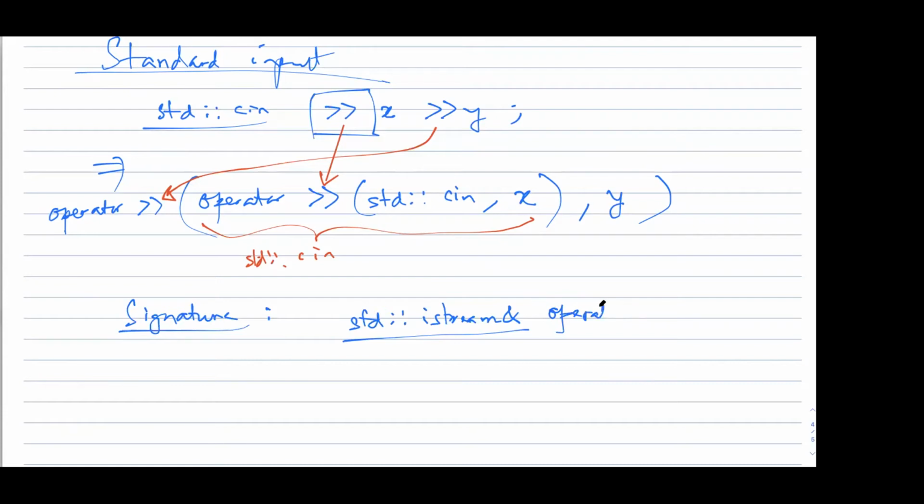So operator greater than, and then pass in std::istream ampersand s, and then you have your value that you are actually reading into. So therefore, it's going to be A ampersand a. Any question on this particular thing?